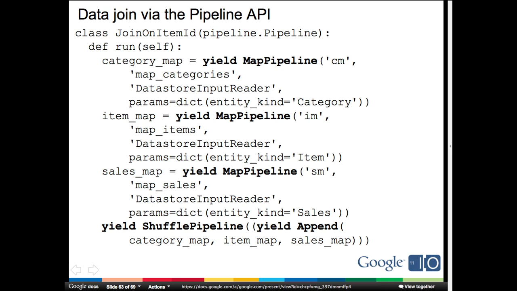I want to run 3 map pipelines: one for categories, one for items, and one for sales. The first map pipeline is going to call map categories on everything, reading from the data store of the category entity kind. The second one will call map items on the items data store kind. The third one will do map sales on the sales kind, pretty easy. And then I'll take the results of all 3, append them together, and then pass them to the shuffle pipeline. That will shuffle them all together, collate them by item ID.